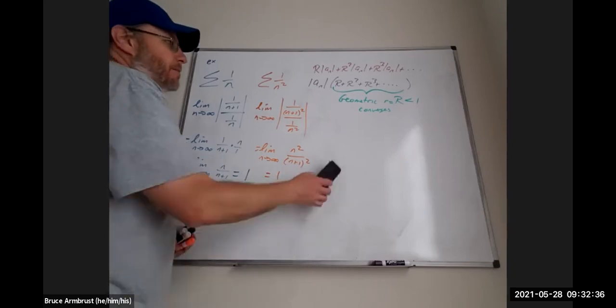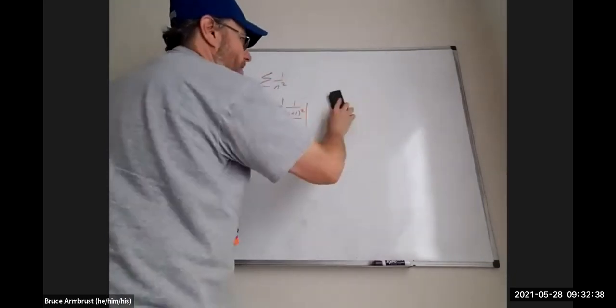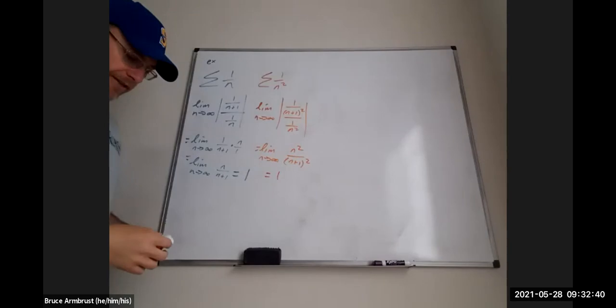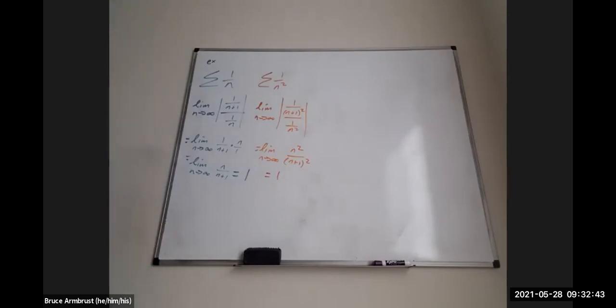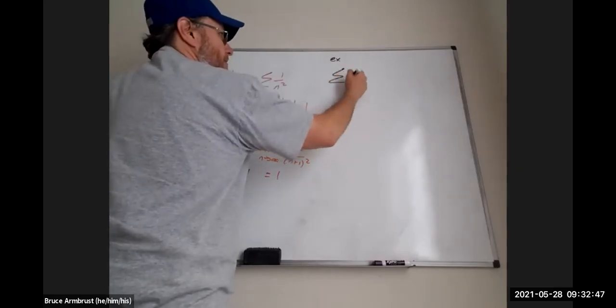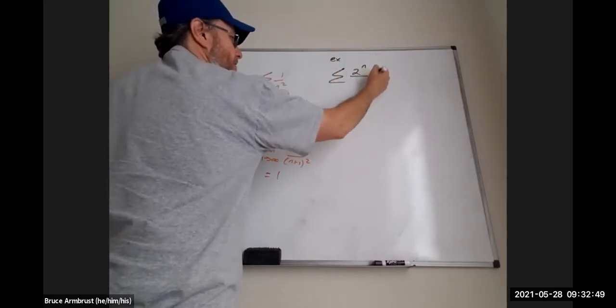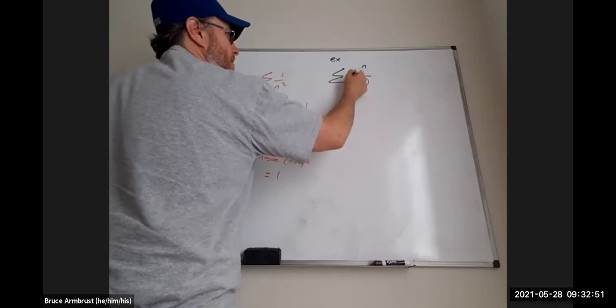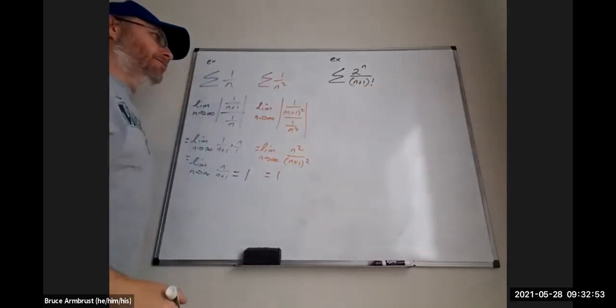So let's do a couple more. Let's play a little bit more with these, try a couple more ratio tests, and then I'll show you the root test. So here's another one, another example. Let's try this guy. Let's look at 2 to the n over n plus 1 factorial.